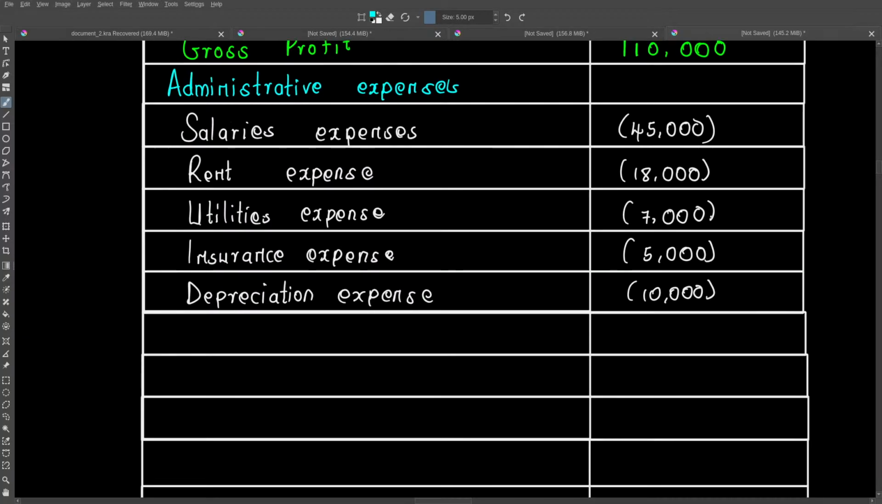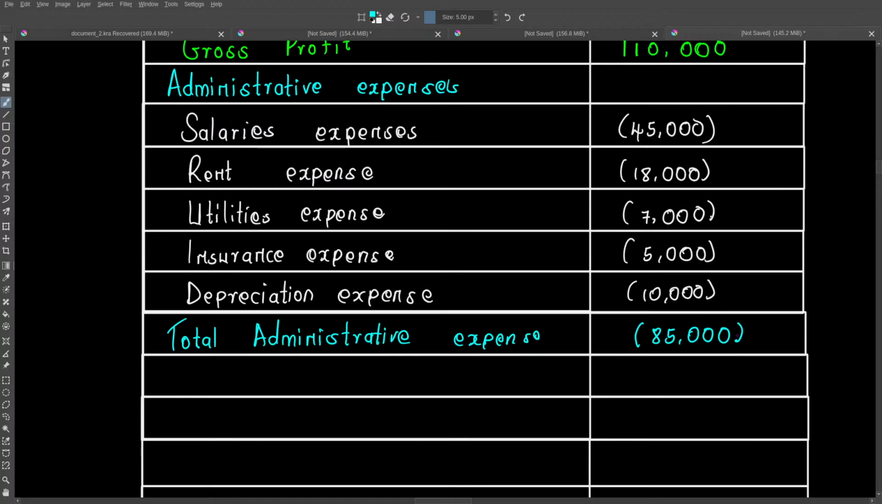So let us sum up our total administrative expenses. Here we're going to have a total of 45,000 plus 18,000 plus 18,000 plus 7,000 plus 5,000 plus 5,000 plus 10,000. That is going to give us a total of 85,000.